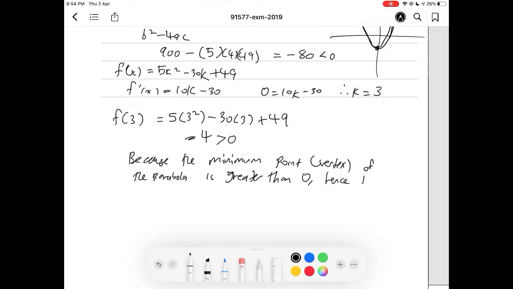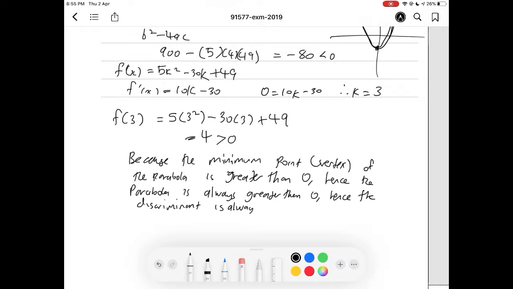Hence we can say the parabola is always greater than 0. Hence the discriminant will always be greater than 0, and always greater than 0, hence two real solutions. So just write something like that, just a justification for your answer. That should get you up to the excellence mark.